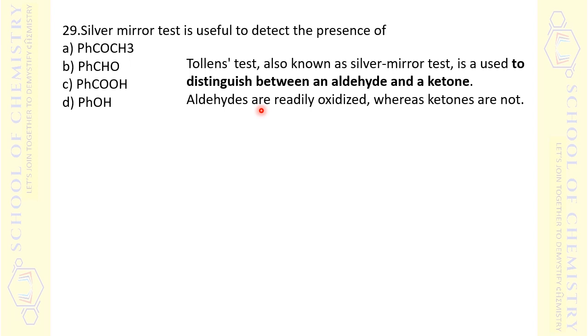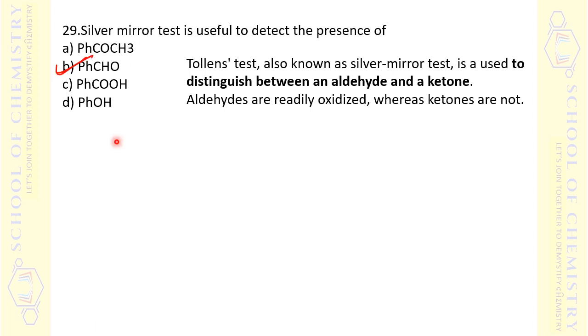So ammoniacal silver nitrate, or silver ions, can oxidize the aldehyde functional group easily over ketones. Therefore this is to distinguish between aldehydes and ketones. So what we need to do here is look for an aldehyde. The first option is a ketone, right? PhCOCH3 is a ketone. This one, PhCHO, benzaldehyde, should be the answer, right?